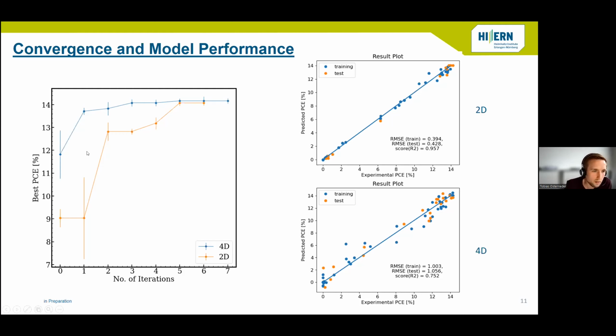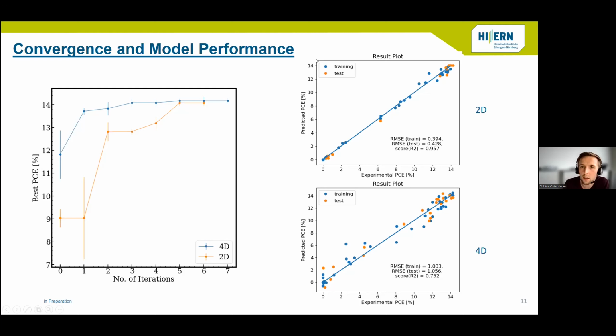But here we have to be a little bit careful. So for this 0th iteration, this is the initial data set. For the 2D experiment, we used only 7 samples as initial data set, while for the 4D, we used 28 samples for the initial data set. So in total, we needed more cells in the 4D optimization to get the best sample.